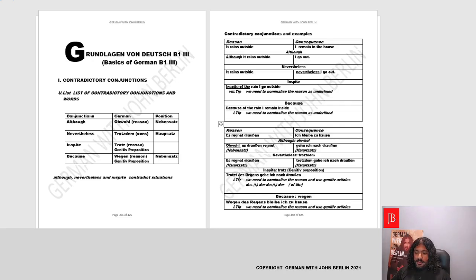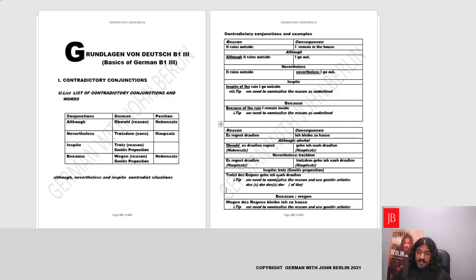It'll be used like trotz des Regens. Yes, Regen is a noun, in spite of the rain. Trotz des Regens: des, der, this is a masculine genitive article with an extra s to it. Trotz des Regens, in spite of the rain, I go outside, gehe ich nach draußen.